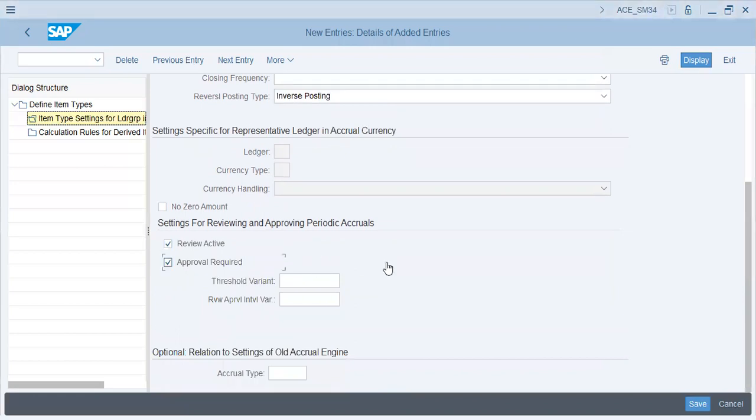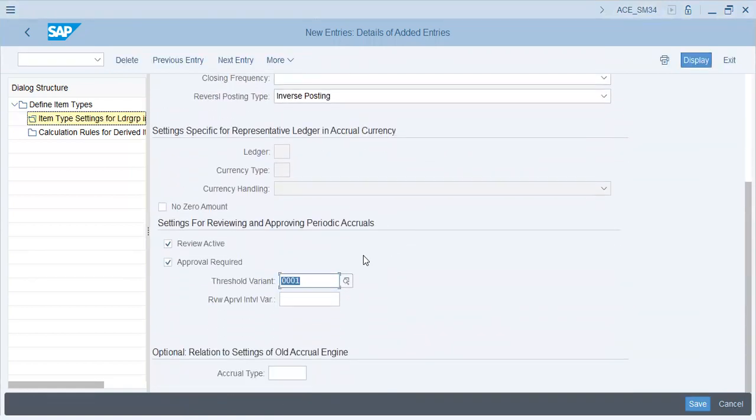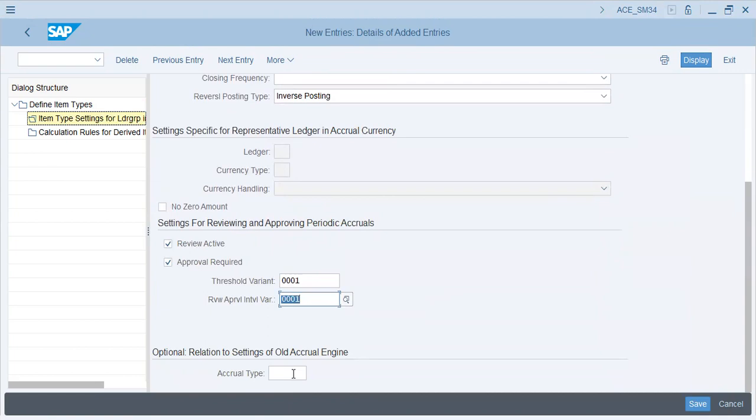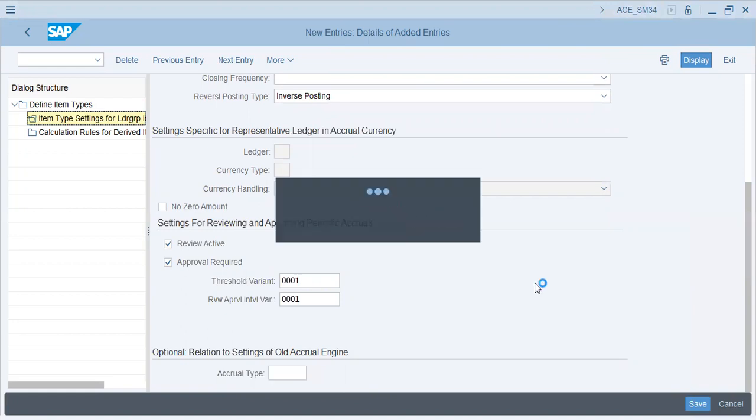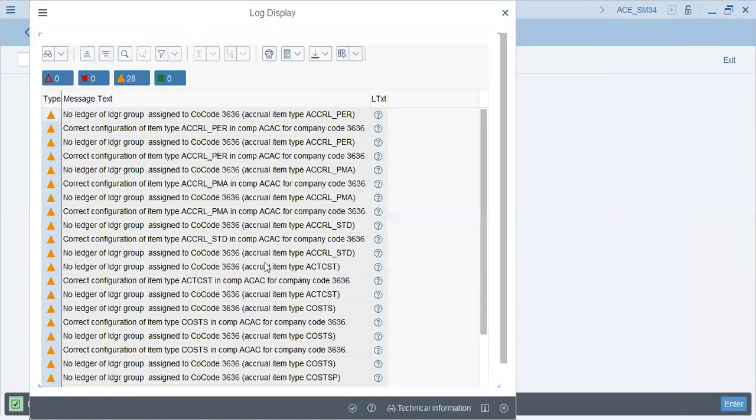Okay. Next is approval and reviews will be required from the management. Okay, the threshold variant will be 0, 1. Review on 3rd to 5th day after period end. This is usually the first week of the next month to post your accruals. Okay. Now, let's save it. I hope this is clear or it's confusing.